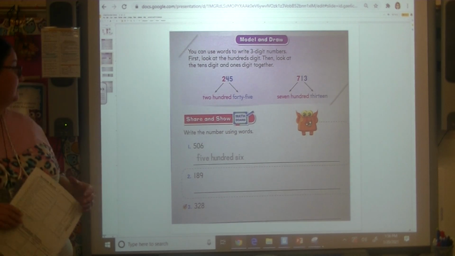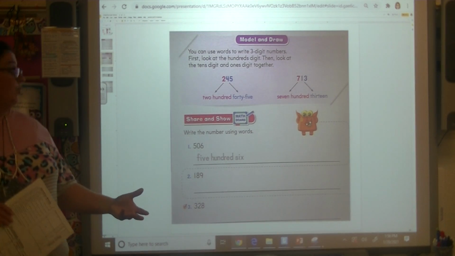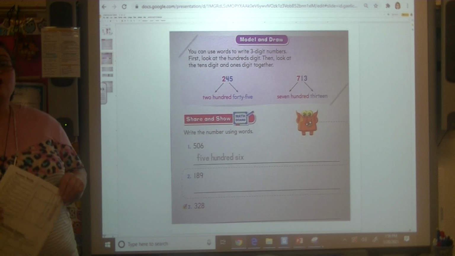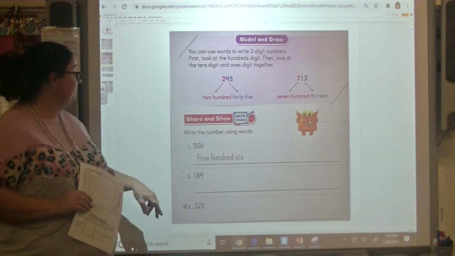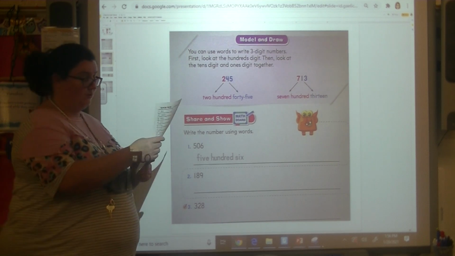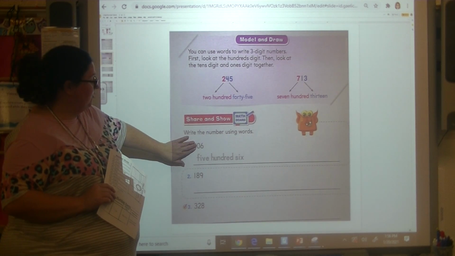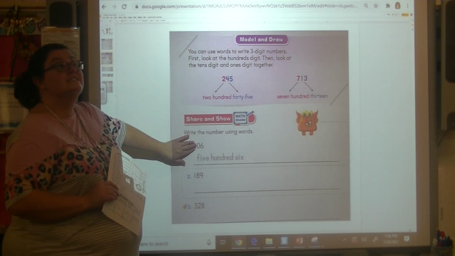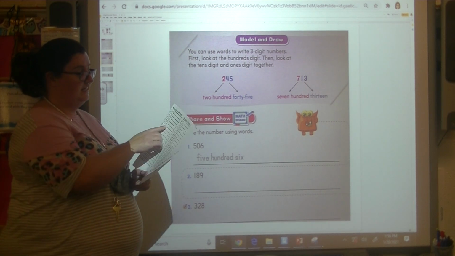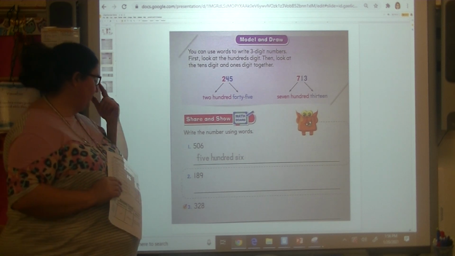Now, let's look at some practice. Write the number using words. All right, they did one for us, but let's go over how to do it. 506. What is the digit in the hundreds place? It's the 5. So how many hundreds? 5. So I look up 500 and I can write it here. Now look at my tens and ones. What do I have left? 6. I don't have to write 06, just 6. So then I'll find 6 on my paper and I write 6. 506.